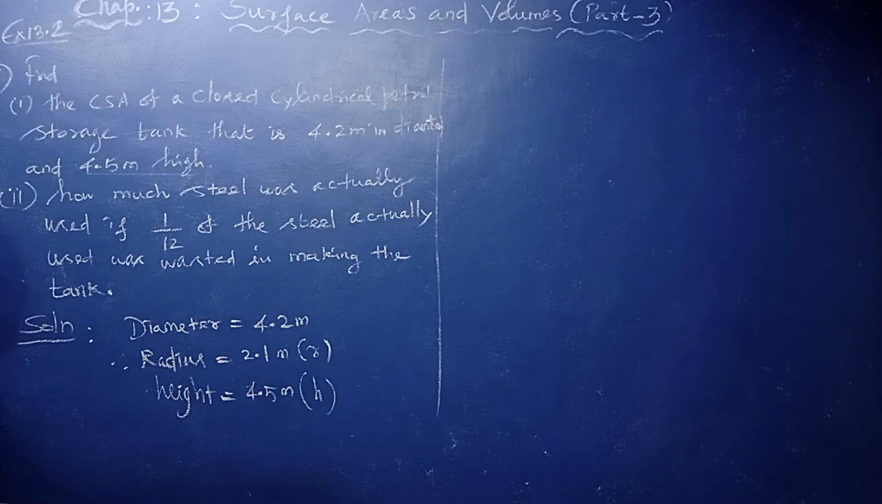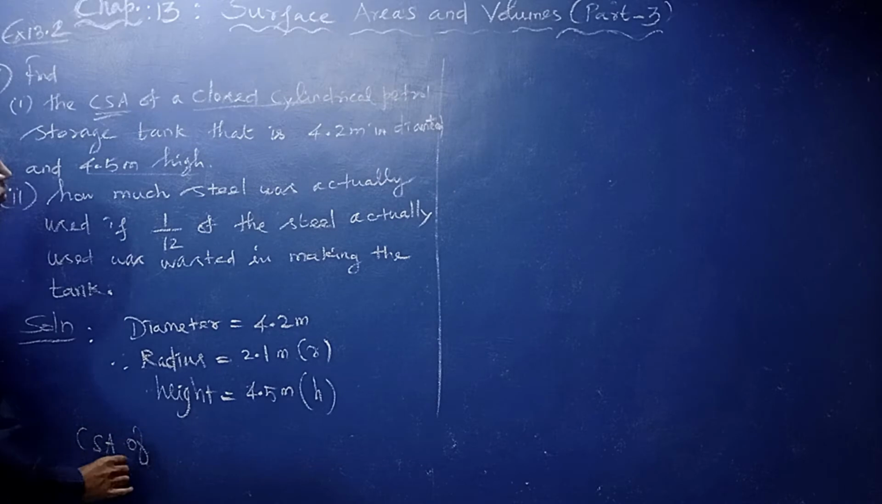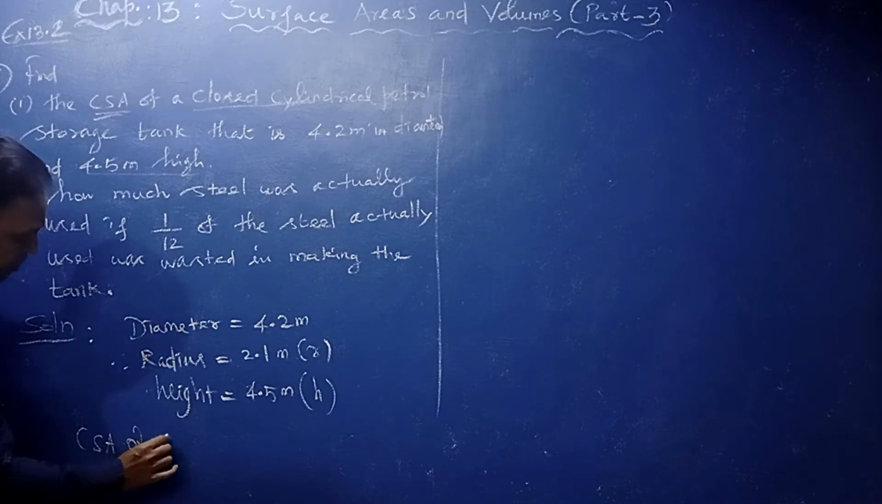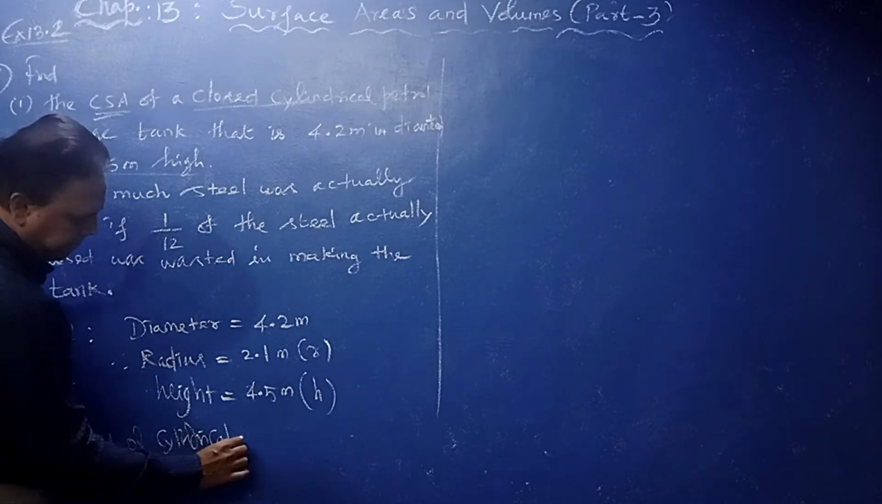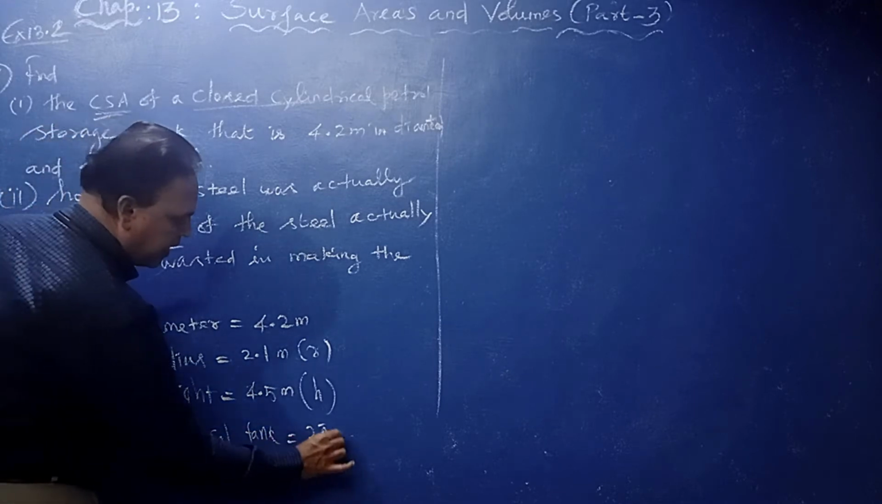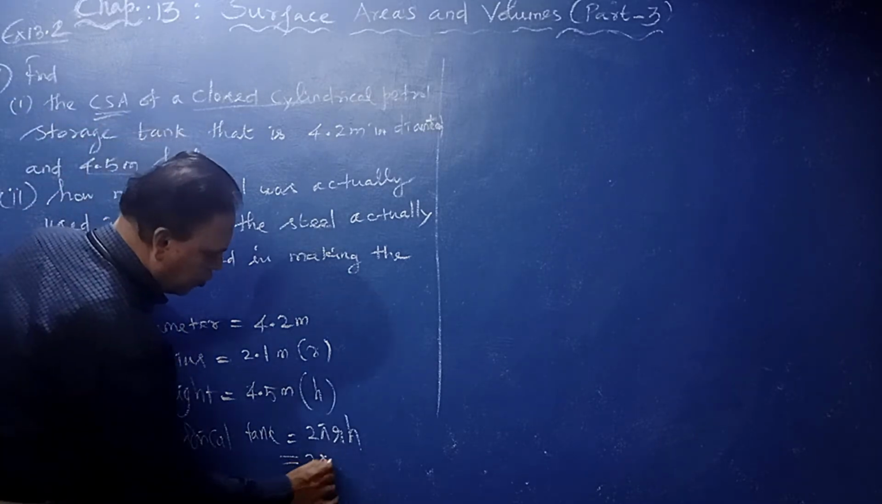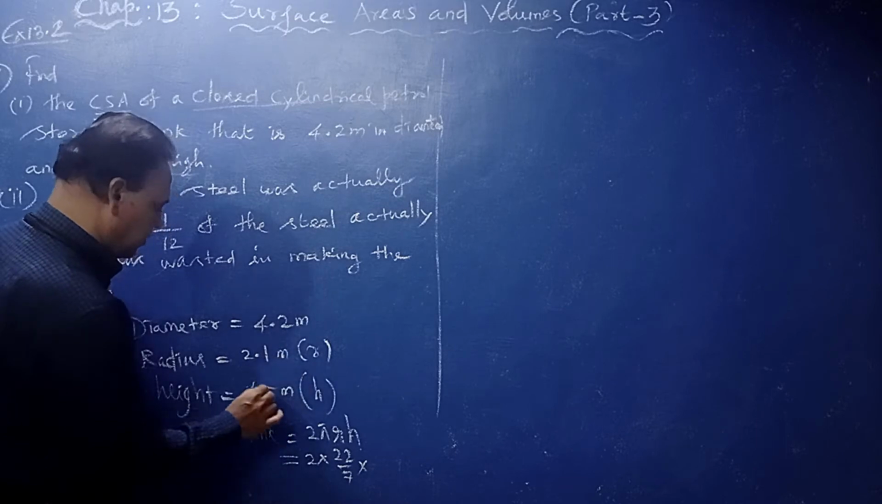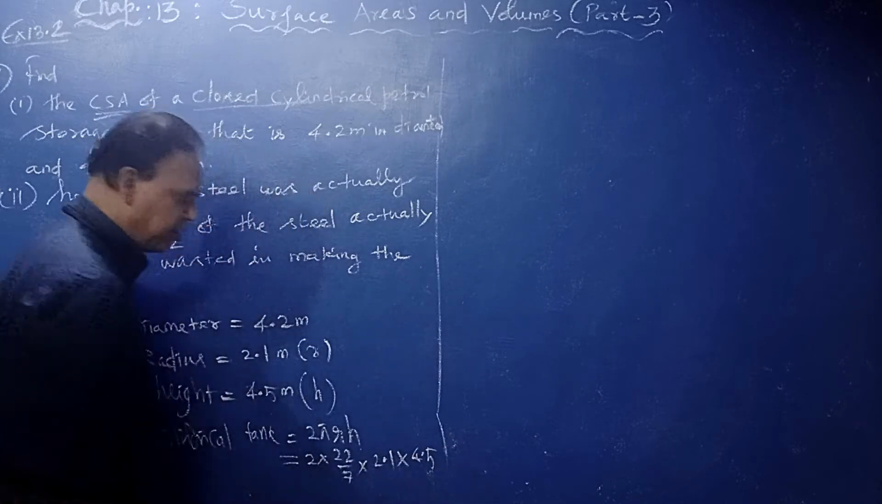Now the CSA of the closed cylindrical tank. Closed would mean total surface area, but here in the problem they ask for CSA, which means curved surface area only. CSA means 2 pi r h. That is equal to 2 into 22 by 7 into r, which is 2.1, into h, which is 4.5. So correctly you have to put the values.